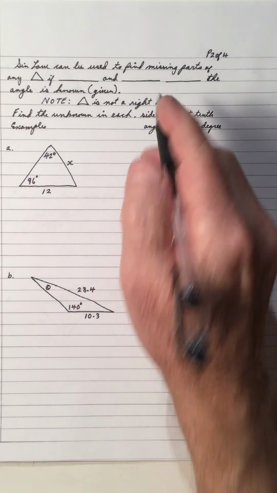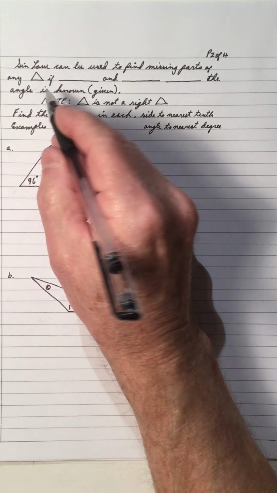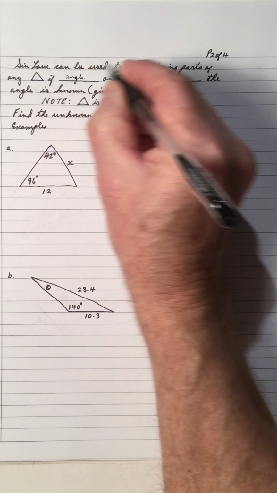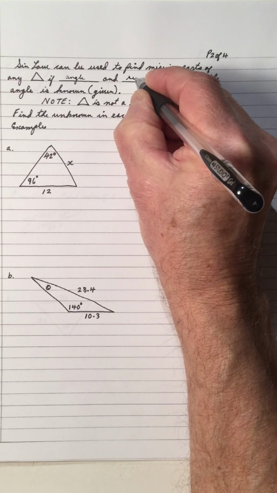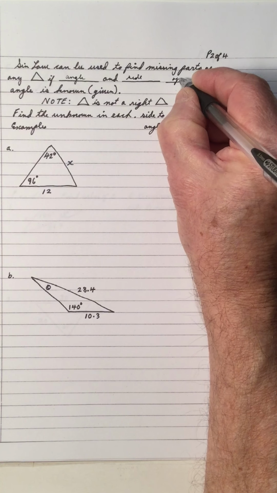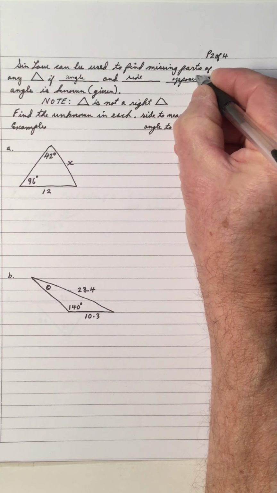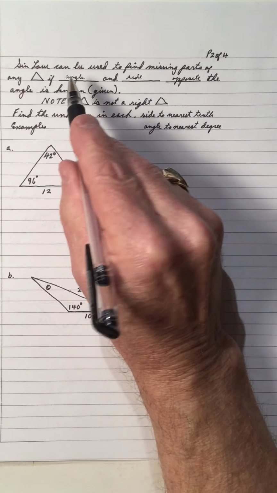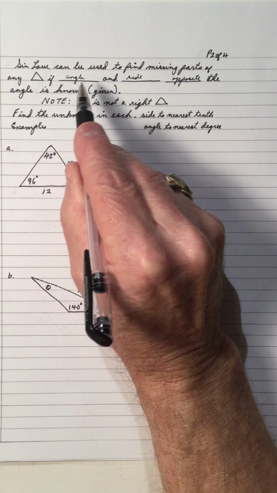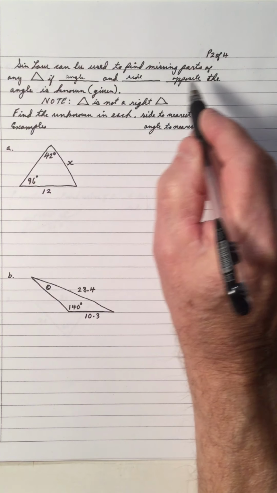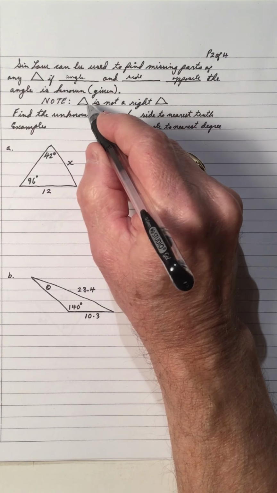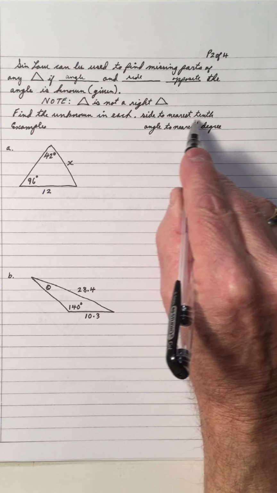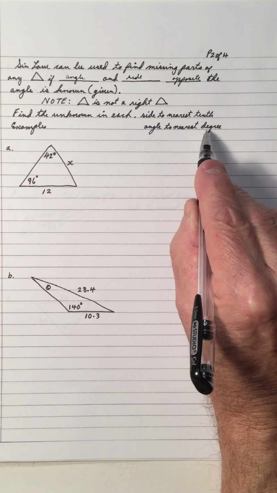The Sine Law can be used to find missing parts of any triangle if you have an angle and a side opposite. The angle is known. So again, you can use the Sine Law in a triangle if you know an angle and the side opposite the angle. Note, the triangle is not a right triangle. Find the unknowns in each: side to the nearest tenth, angle to the nearest degree.